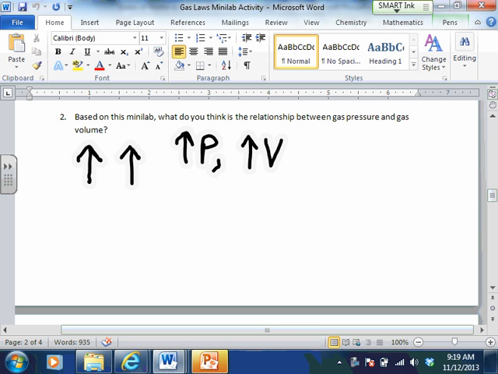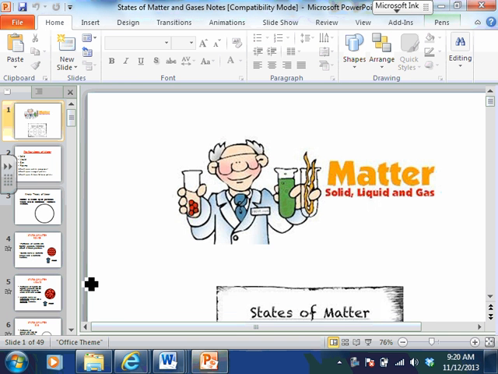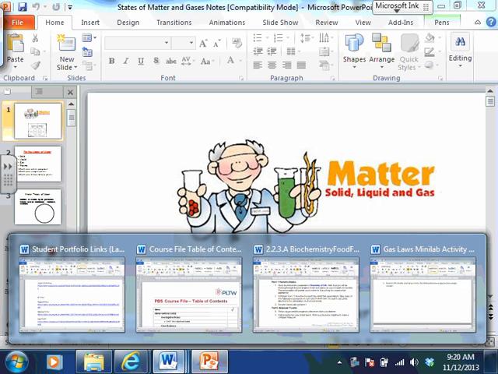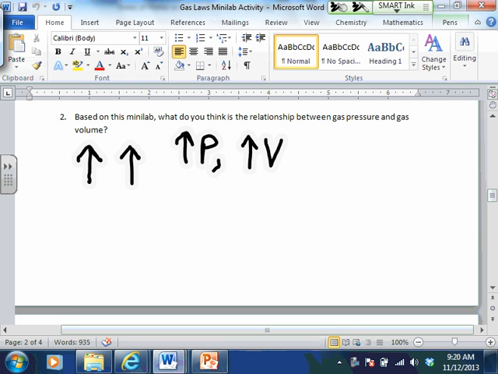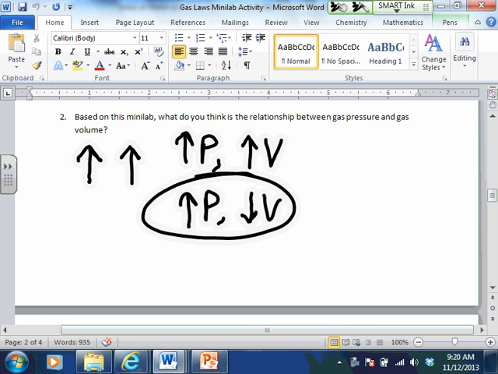So does the gas take up more or less space when I squeeze it? The gas takes up less space, so the volume decreases, right? Okay? So as I increase the pressure on the gas, the volume of the gas decreases, gets smaller. That's what we call an inverse relationship. So as we increase the pressure, the volume decreases, okay? And that's the actual relationship that's happening here.